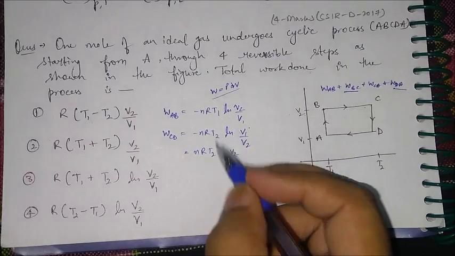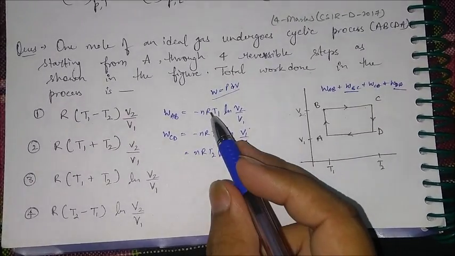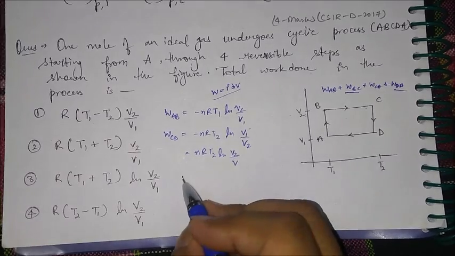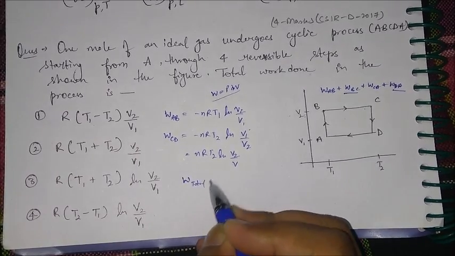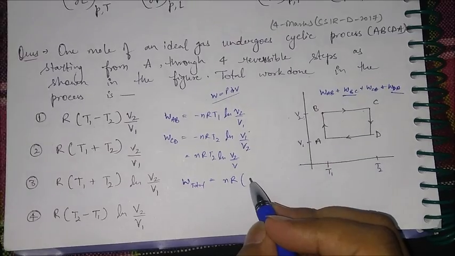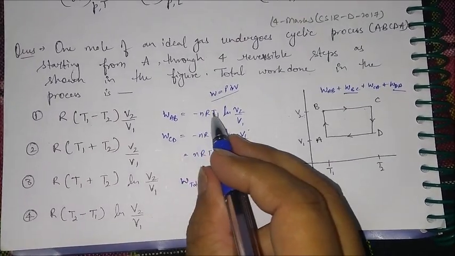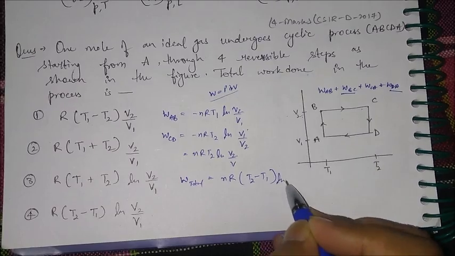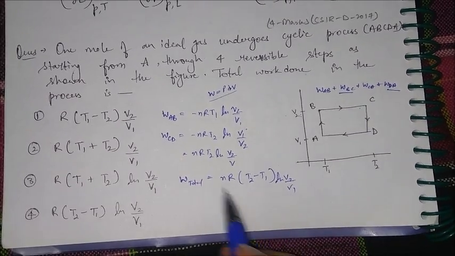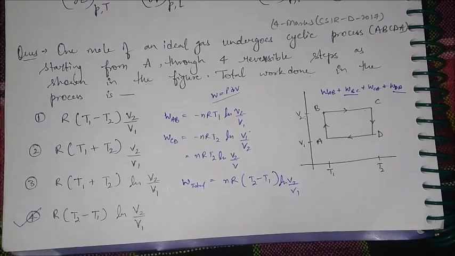Now the total work done will be the sum of these two. When you add these two, you get T2 minus T1. So W total is nR times (T2 minus T1), because T2 is positive and T1 is negative, times ln of V2 by V1. This is what you get in option number 4, so option number 4 is the correct option.